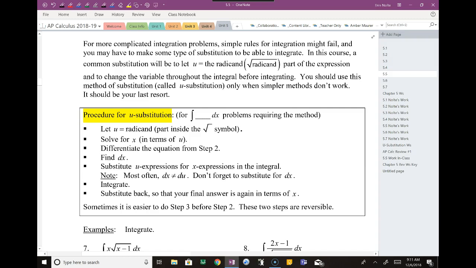Okay, so U-Substitution is for more complicated integration problems. Simple rules for integration might fail, and you have to do something more complicated like U-Substitution. In this course, a common substitution will be to let U be the piece we substitute, and we're going to change the variables throughout. So we're calling it U-Substitution.